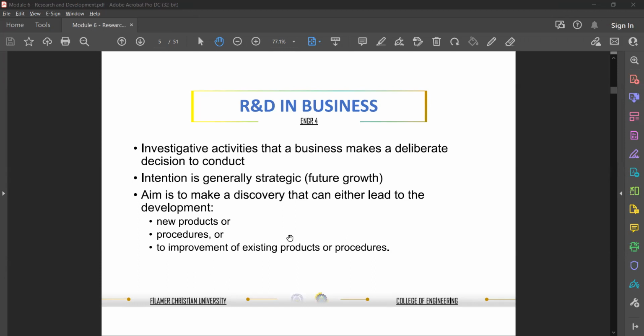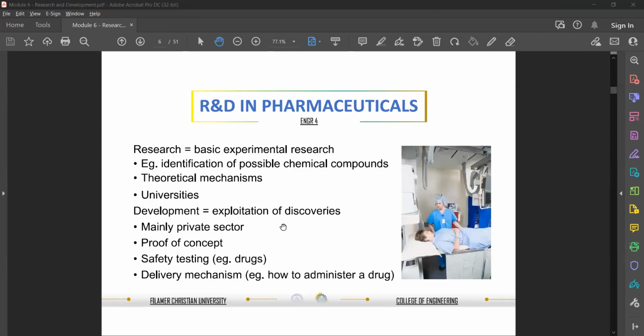So in pharmaceuticals naman, magkaiba yung definition nila. Di ba? In terms of research, basic experiment research lang yung tawag nila sa kanilang research. So for example, these are the identification of possible chemical compounds. This is based on theoretical mechanisms and of course partner siya ng mga universities. So this is in terms of pharmaceuticals, no?